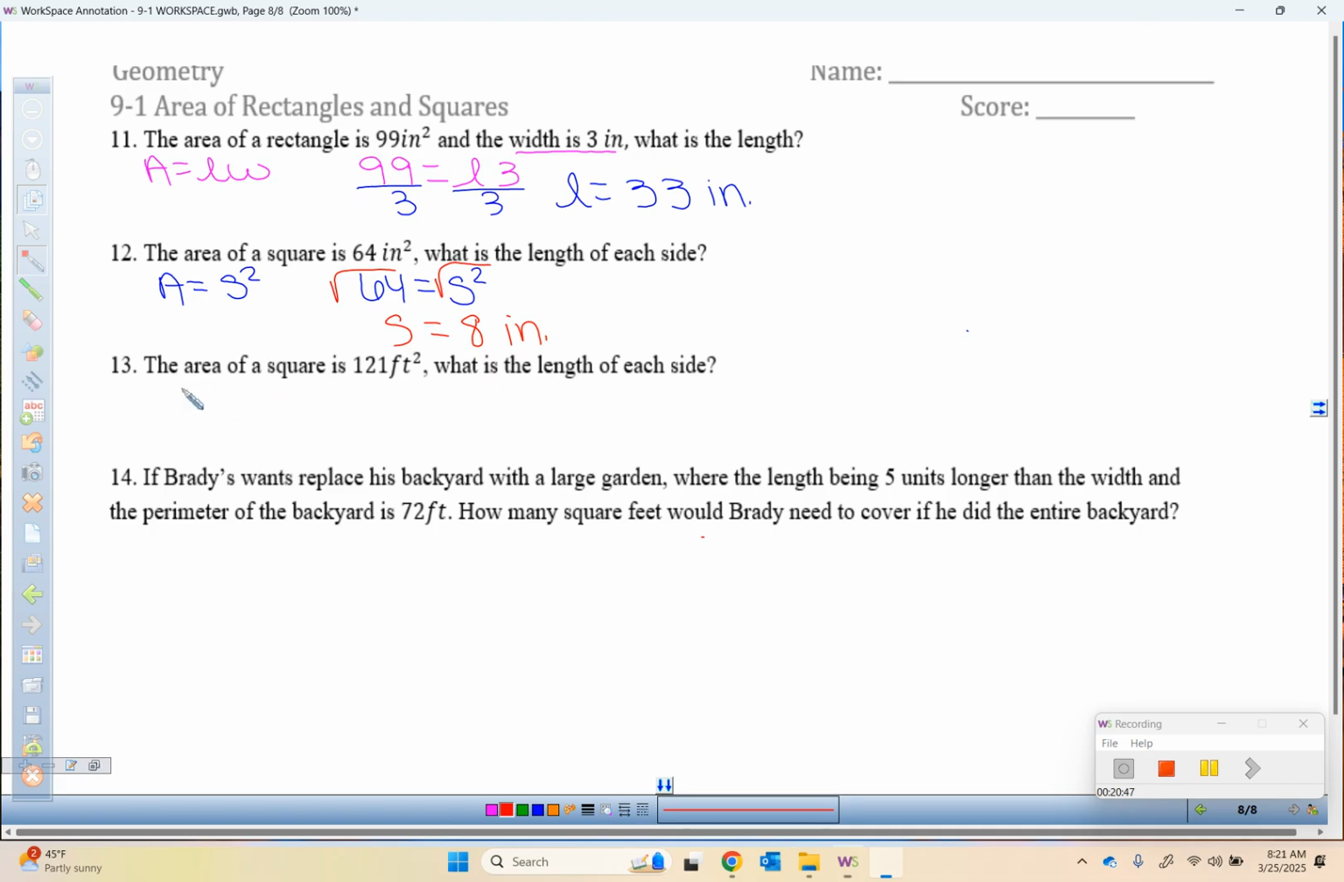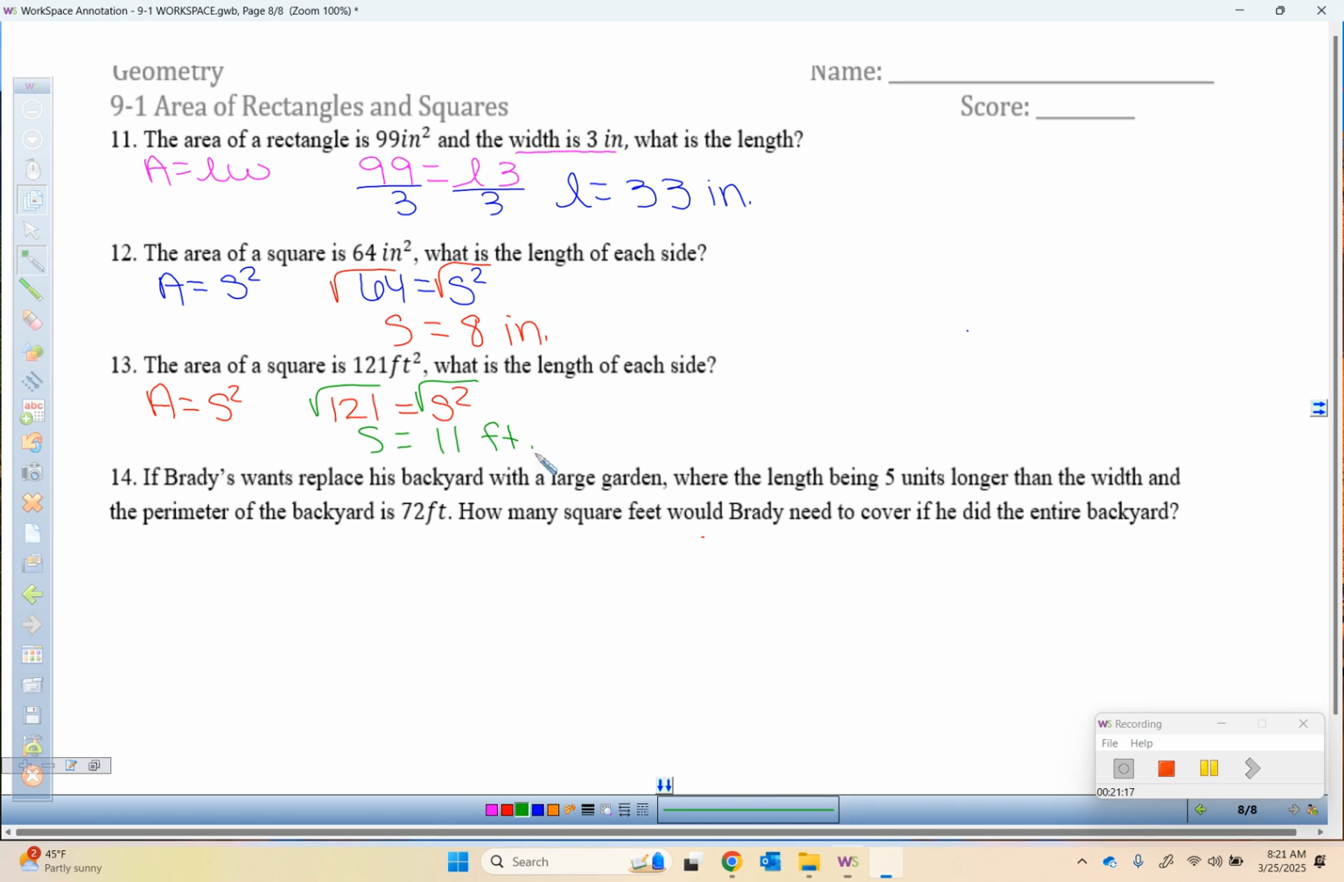Okay, number 13. Now I have a square again. It tells me the area is 121. What is the length of each side? So once again, yep, what Kenzie said. So S equals 11 what? Feet? Okay.